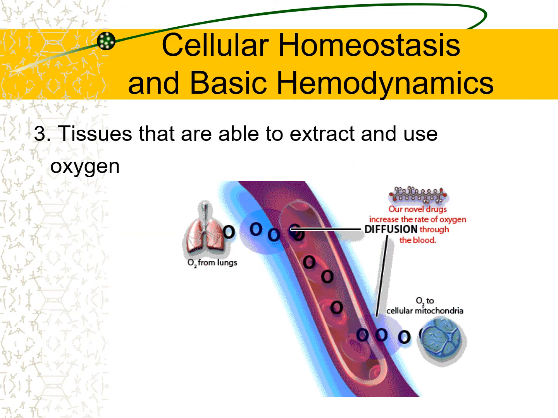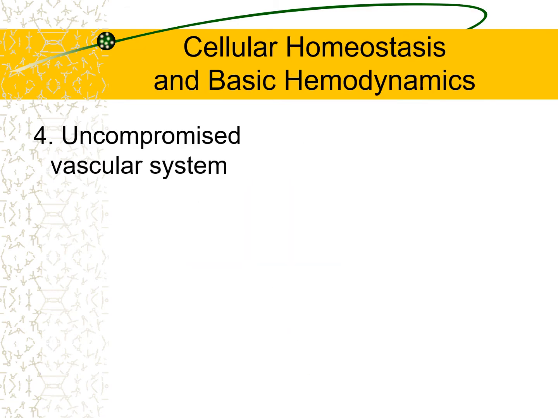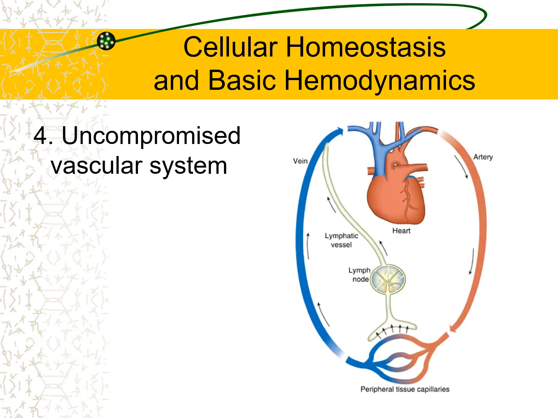And on this side, we see the third component, and that is that the tissues are able to extract and use oxygen. Oxygen must be delivered through the capillaries, and the tissues must be able to extract and use that oxygen. The fourth component is we must have an uncompromised vascular system. In other words, the circulatory system must be intact. There should be no breaks within that circulatory system.